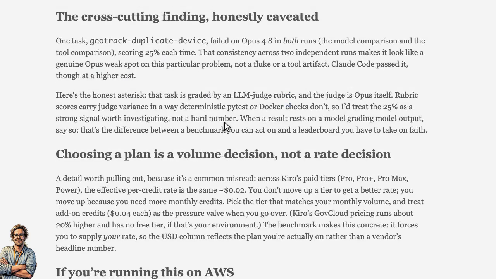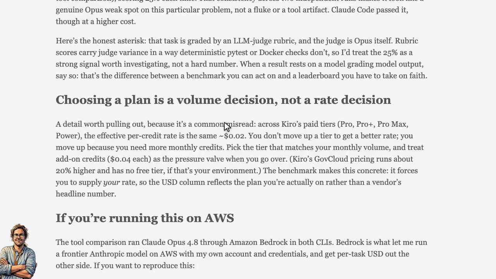Now, the honest asterisk: one task failed on the same model in both independent runs, which looks like a genuine weak spot rather than a fluke. But that task is graded by an LLM judge rubric, and the judge is the very model being tested. Rubric scores carry judge variance that deterministic tests do not. So you might ask, if the model is grading itself, is calling it a weak spot circular? That is the sharpest critique.